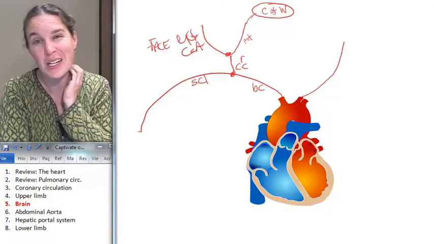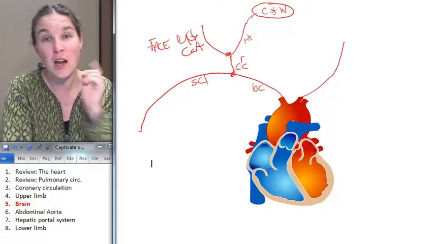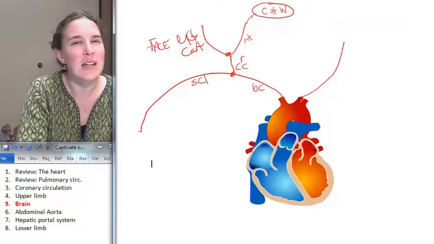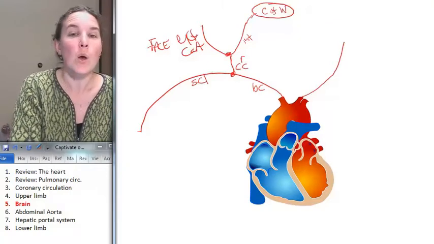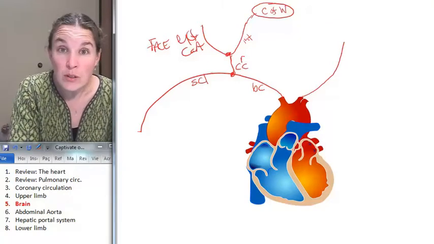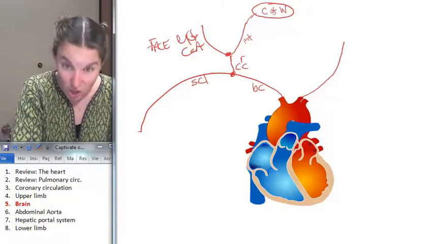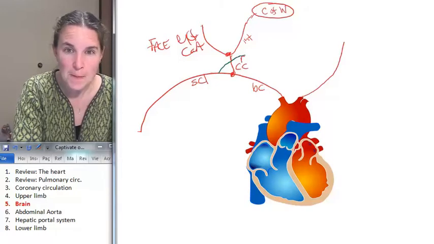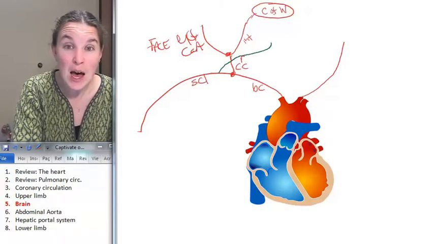Now, I'm changing my color, and we're going to green, not because there's green blood going through, but because we have somebody else that is going to be doing something here. We have the vertebral arteries that branch off of subclavian as well. Now, watch how this works. The vertebral arteries branch off, and then they come up.